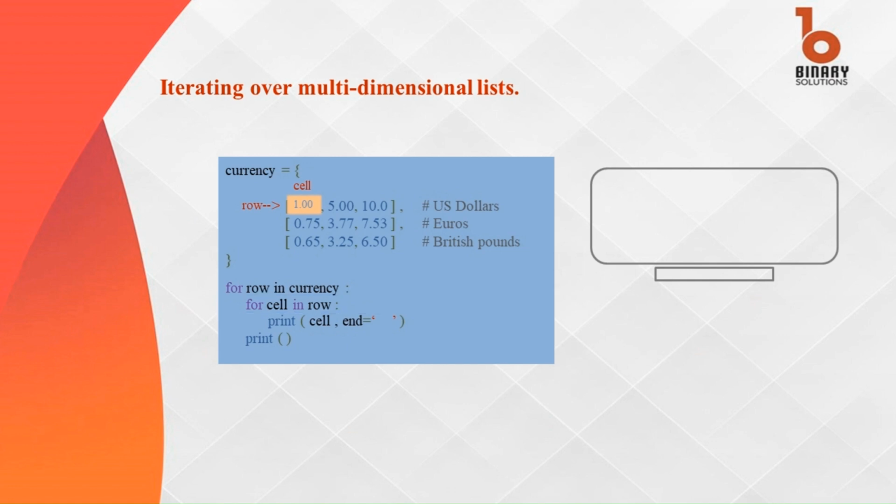The inner for loop then iterates over the elements of each row, the individual columns. During each iteration of the inner loop, the value of the current cell is printed, with a tab-like spacing provided by end equals space. After all the columns of a row have been printed, a new line is started using the print statement. This approach allows the entire table to be displayed row by row, making it an effective way to iterate through and display elements of multidimensional lists.